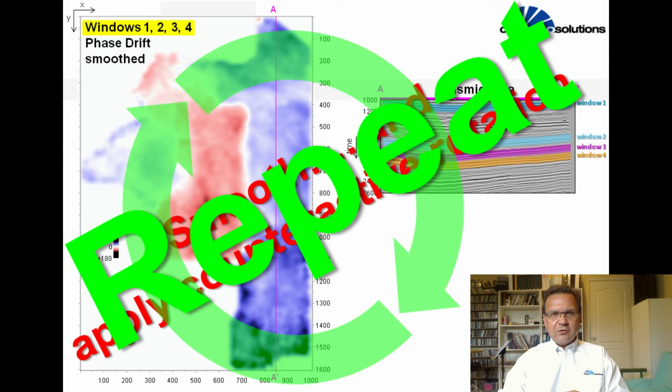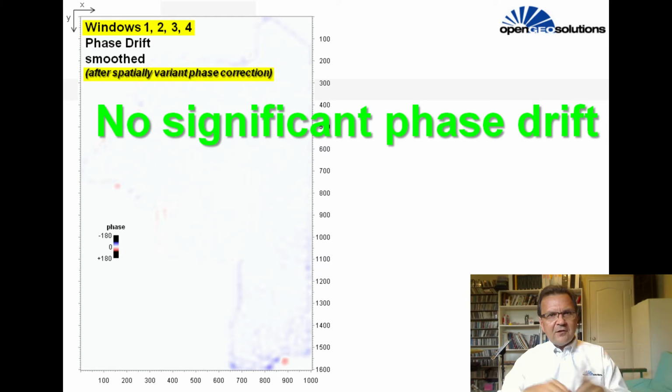Once the correction is applied, the steps are repeated to determine if the correction was effective. The multi-window phase map after the second go-around, as shown here, should be free of significant phase drift.